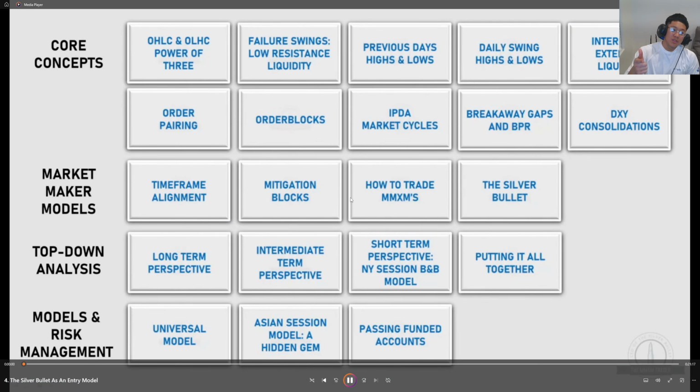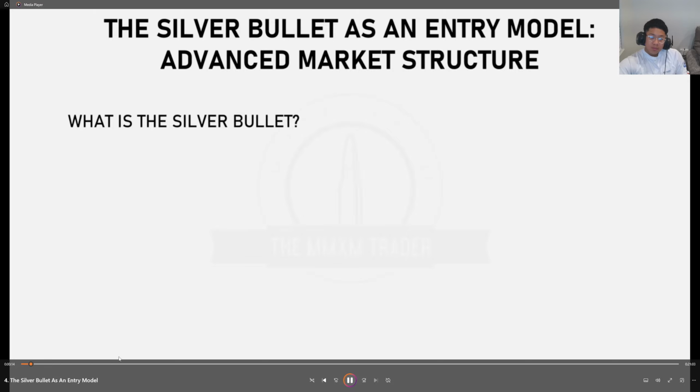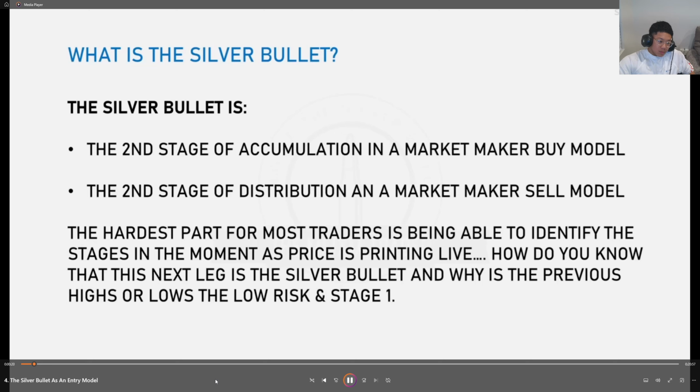Now we're looking at the silver bullet entry model. The last lesson of the market. What is the silver bullet? It's advanced market structure, and we'll show you in some charts later how that looks. But first, what is a silver bullet? The silver bullet is the second stage of accumulation in a market maker buy model, or it is the second stage of distribution in a market maker sell model.